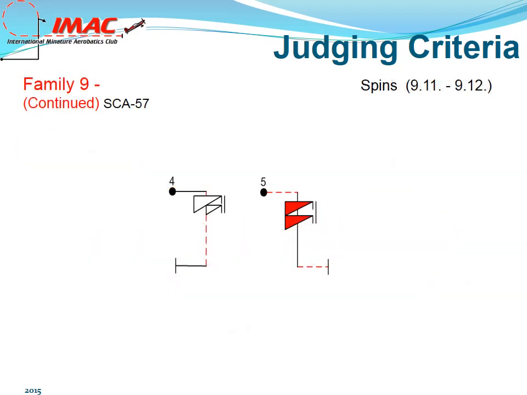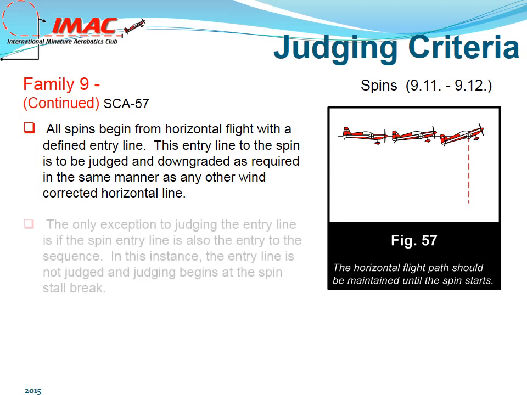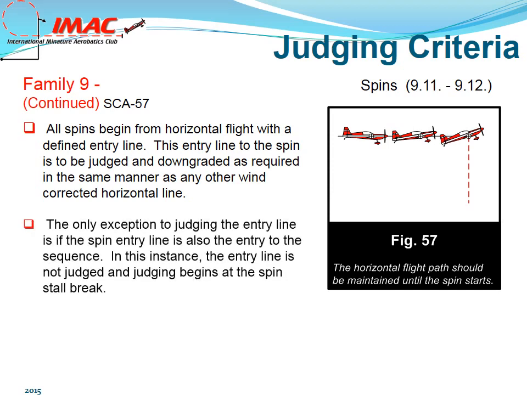Let's continue with spins. Positive spins and negative spins. All spins begin from horizontal flight with a defined entry line. This entry line to the spin is to be judged and downgraded as required in the same manner as any other wind-corrected horizontal line. The only exception to judging the entry line is if the spin entry line is also the entry to the sequence. In this instance, the line entry is not to be judged, and judging begins at the spin stall break.